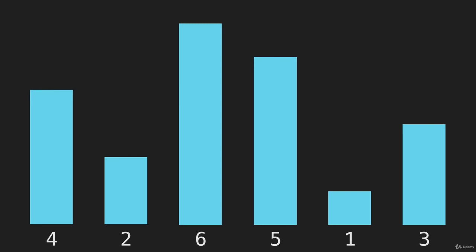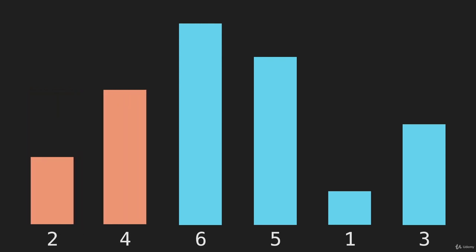So it works like this. We're going to start with the first item. I'll highlight that in orange, and we're going to compare the first item with the second item. And if the first item is bigger than the second item, we're going to switch them. Now we're going to compare the second item with the third item. And if it's bigger, we switch them, but in this case, it's not.